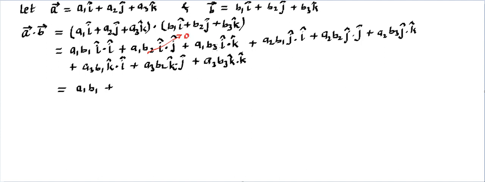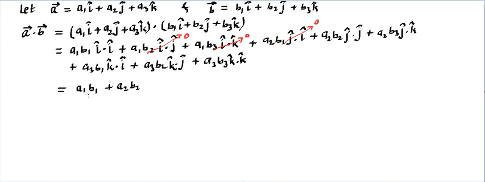What about this third term? Again two perpendicular vectors dot product, so this will become 0. What about this next term? This is again two perpendicular vectors, so their dot product will be 0. Next survivor will be this a2 b2, because j dot j is a unity. So next term we are going to get is a2 into b2, and the j dot j becomes 1.